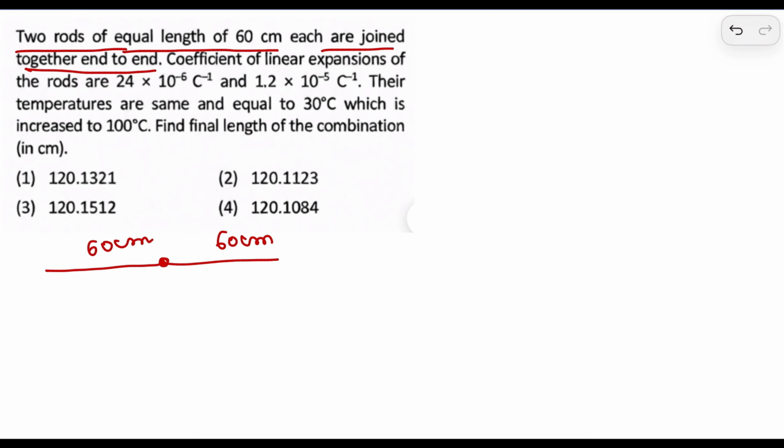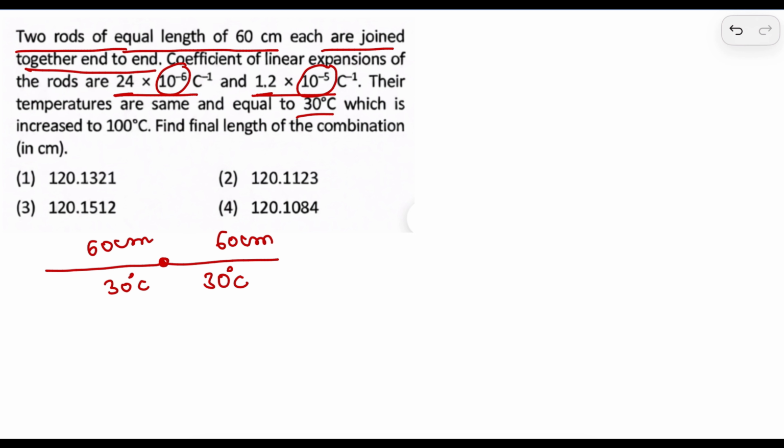And the coefficients of linear expansion are given, alpha 1 and alpha 2. So you can see this is 10 power minus 6, this is 10 power minus 5, but here 24, here 1.2. We can convert it to 2.4 into 10 power minus 5. Okay. And temperatures are the same and equal to 30 degrees Celsius. Each one temperature 30 degrees Celsius.